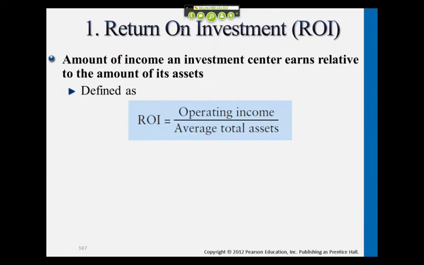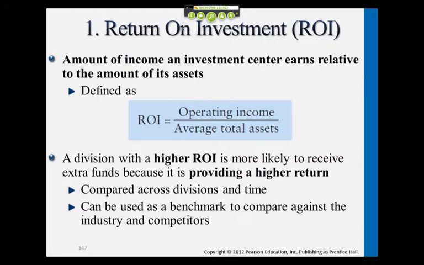All right, so let's look at the first one, and that's return on investment, or ROI. So what is it? It's the amount of income an investment center earns relative to the amount of its assets. So it's our operating income divided by average total assets. We're measuring the amount of operating income an investment center earns relative to the amount of average total assets. A division with a higher ROI is going to be more likely to receive extra funds, because it's providing a higher return. The higher the ROI, the better, and the more funds it's likely to get.